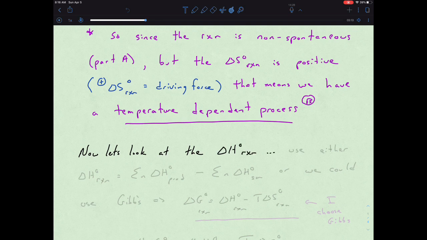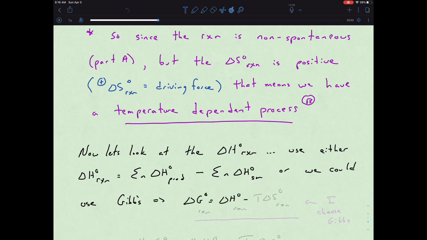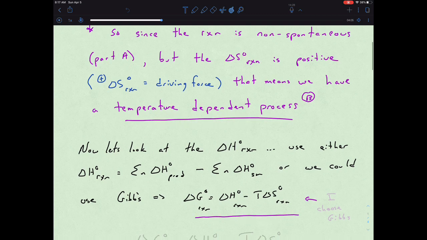For the delta H of reaction, we could use either our sum, using heats of formation, as far as our heats of formation of our products minus the heats of formation of our starting materials, or we could use Gibbs, where our delta G is equal to delta H minus T delta S for the reaction. And I'm going to choose Gibbs.